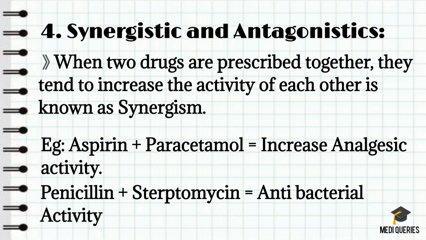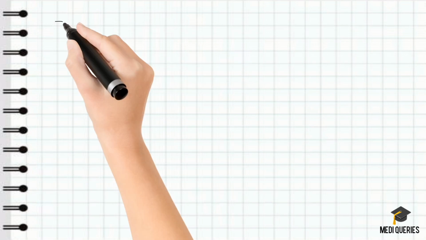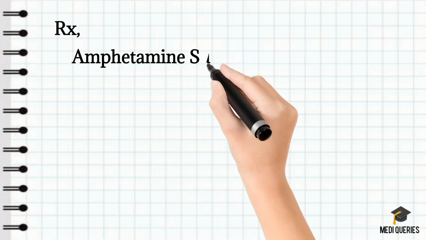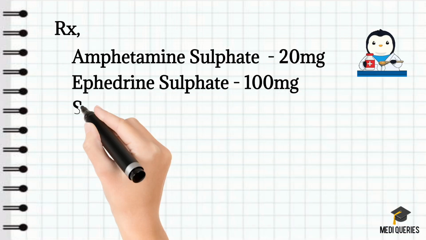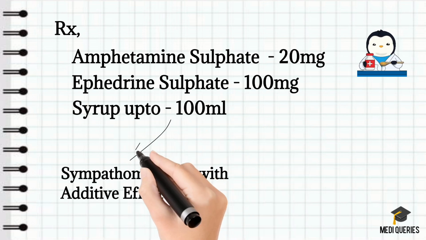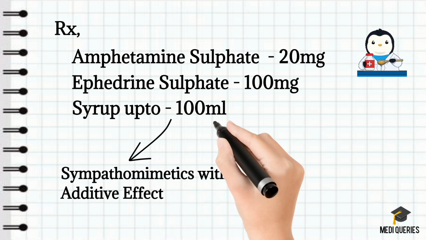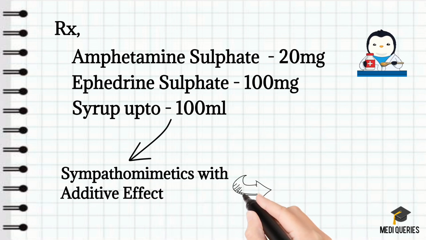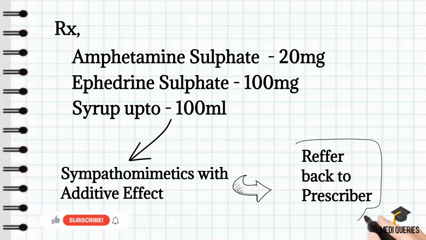For example, a combination of aspirin and paracetamol increases the analgesic activity. Similarly, a combination of penicillin and streptomycin increases the antibacterial activity of the antibiotics. There are certain drugs which when prescribed may lead to disastrous consequences, so the prescription should be referred back to the prescriber for necessary corrections. We will see one example here: amphetamine sulfate, ephedrine and syrup up to 100 ml, make a mixture. That is the prescription given here. In this prescription, there is a combination of two sympathomimetic drugs with an additive effect. So there is a need to reduce the dose of each drug. The prescription should be referred back to the prescriber.